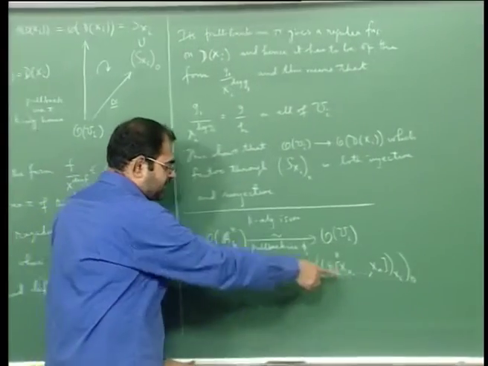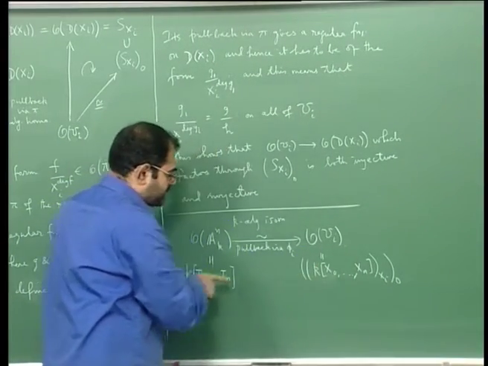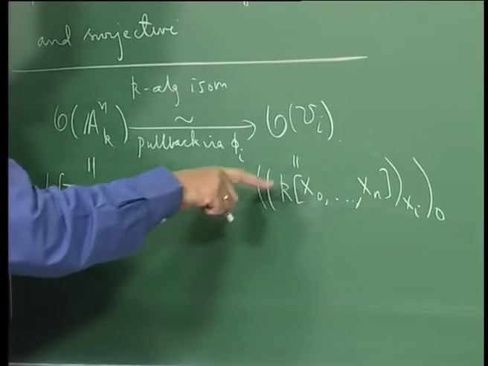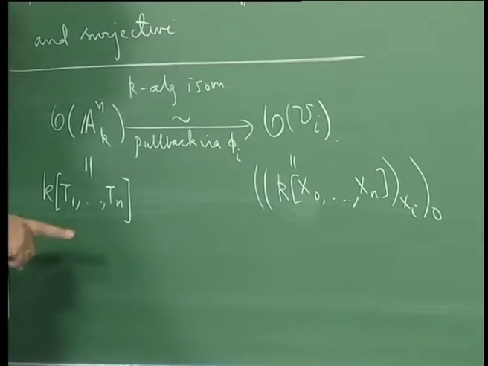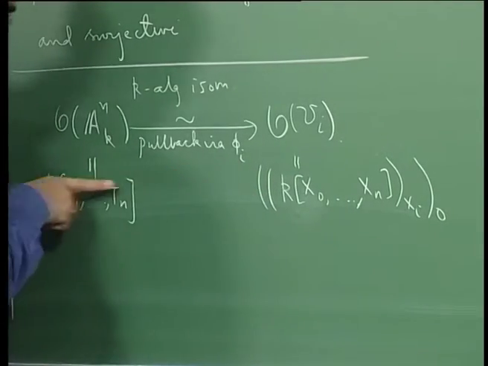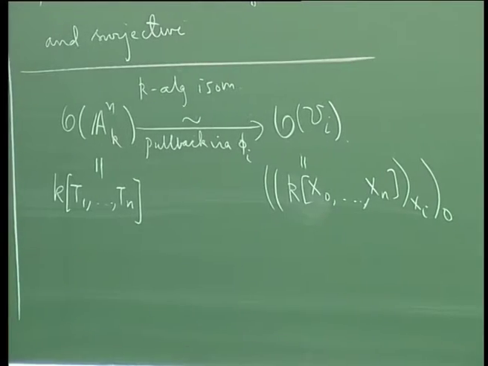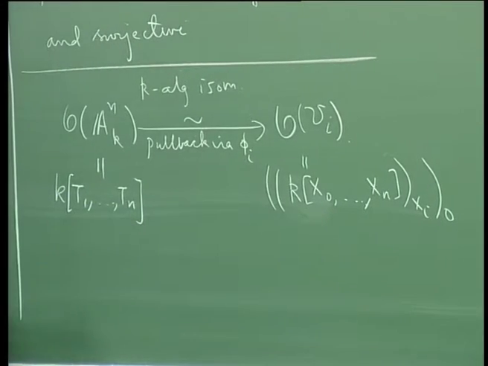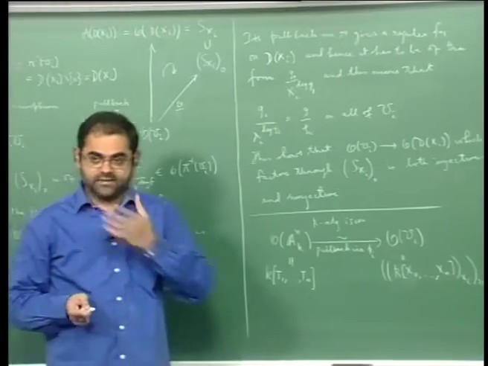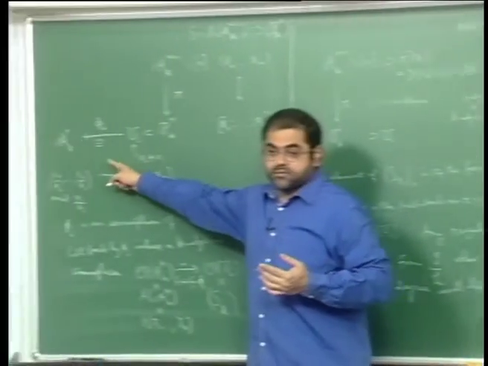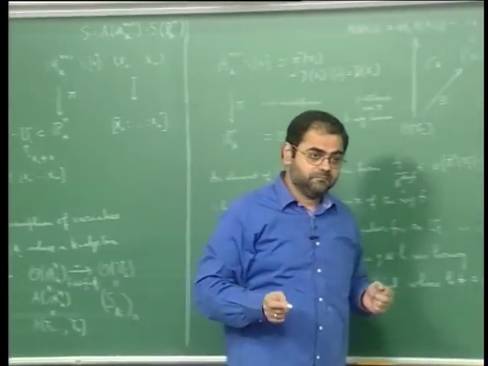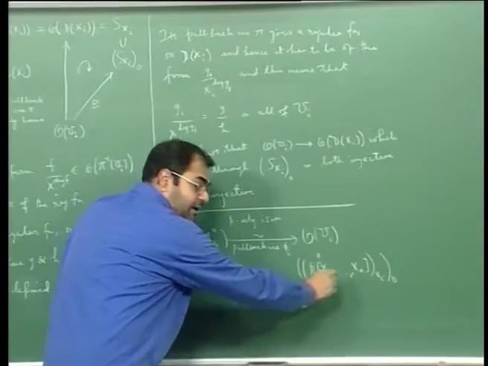And what is this isomorphism? What is a K-algebra map in this direction? The map in this direction is given by homogenization. The map in the other direction is given by dehomogenization, which is what we used in the last lecture to prove that this is an isomorphism.